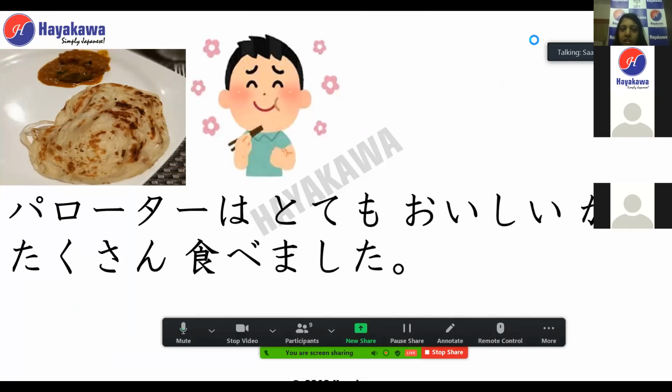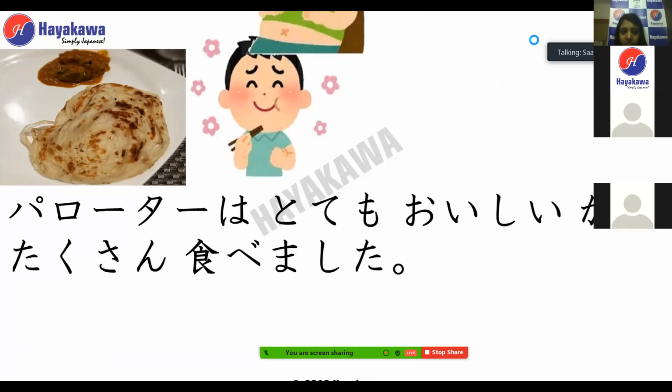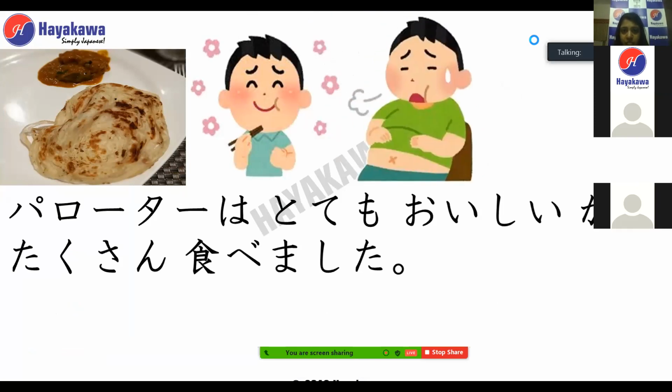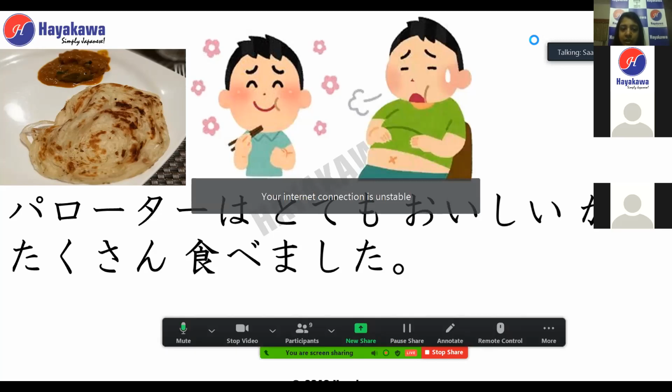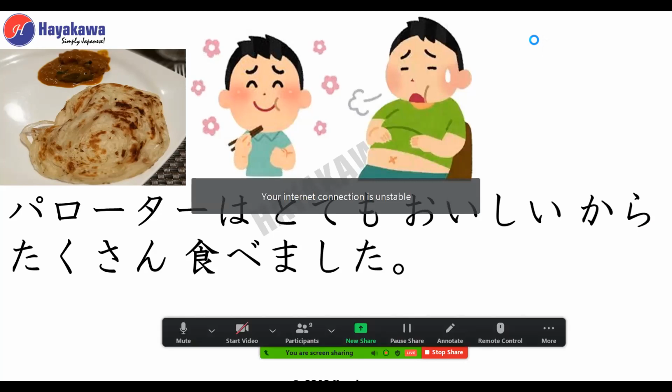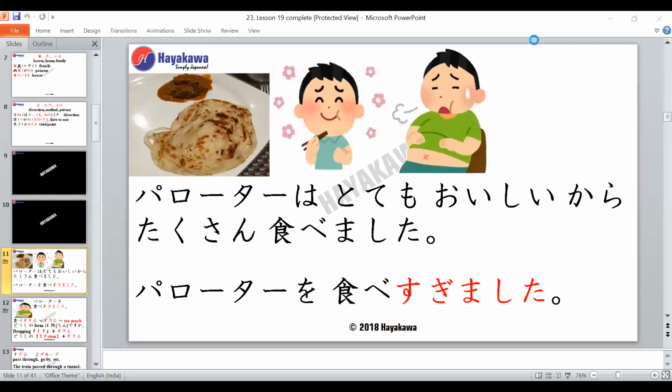Right? Anybody who can tell me what does it mean? When I say parota wa totemo oishii kara takusan tabemashita. Too much parota. We had too much parota. Yeah, it was very good, Sirachan. So because the parota was really delicious, very delicious, I ate, because of that, I ate a lot, right?